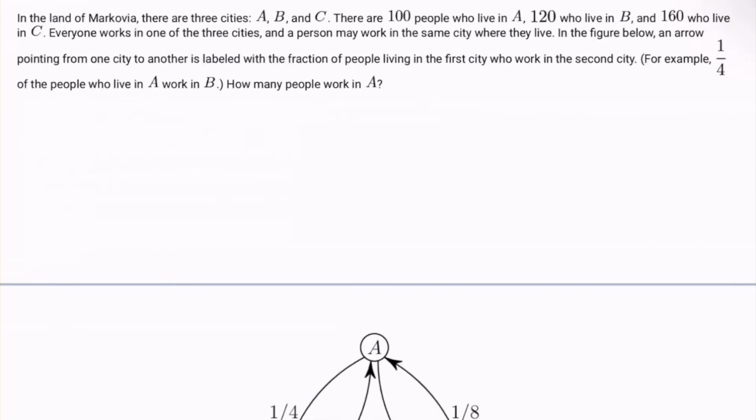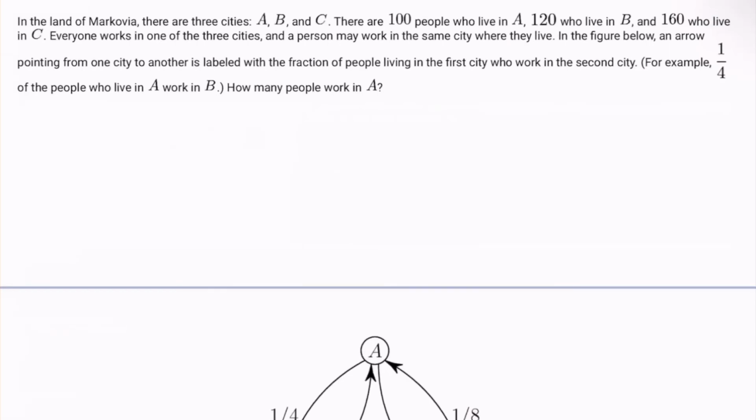In the land of Markovia, there are 3 cities, A, B, and C. There are 100 people who live in A, 120 who live in B, and 160 who live in C. Everyone works in one of the 3 cities, and a person may work in the same city where they live.